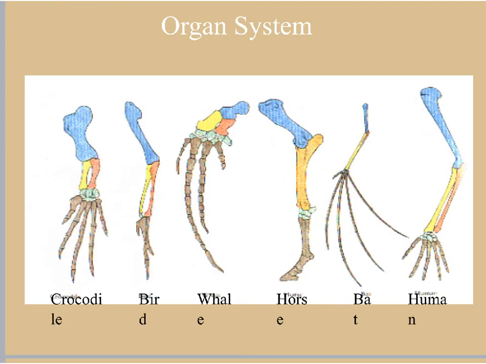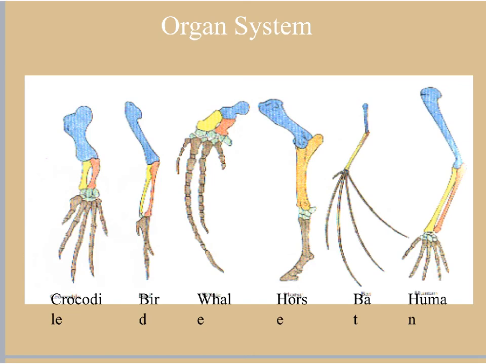We see it at the organ system level. So this would be the skeletal system. And if we compare the skeletal systems or a part of the skeletal systems of different animals that clearly look different, they have totally different habitats, they behave differently, we see similarities and we see differences. And the differences really just represent the different ways in which these animals interact with their environment. So you've got a crocodile, a bird, whale, a horse, a bat, and a human.